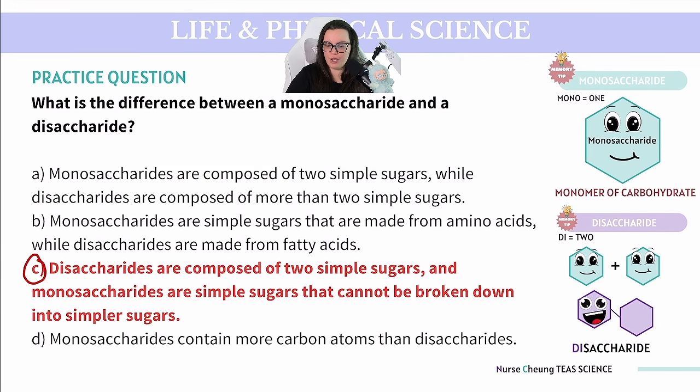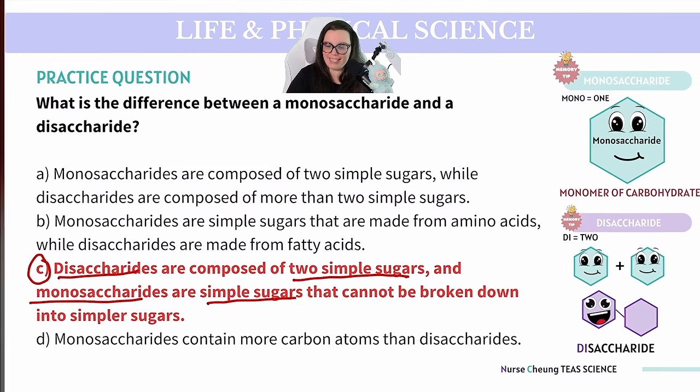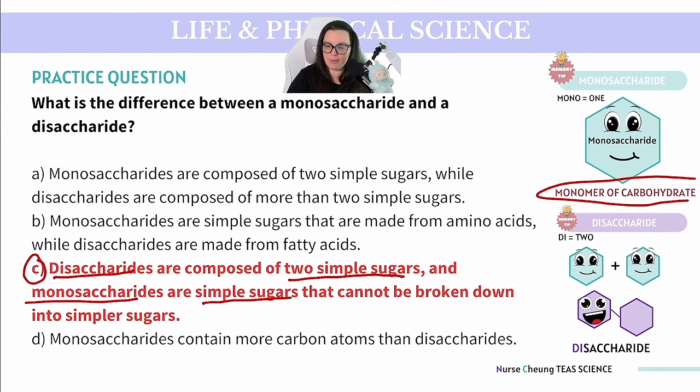Disaccharides are composed of two simple sugars, and monosaccharides are simpler sugars that cannot be broken down into even simpler sugars. So think about it. Monosaccharides are the simplest form of sugars. It's actually considered the monomer of carbohydrates. Mono meaning one, saccharide meaning sugar. It is the simplest form. You see them in things like glucose and fructose.